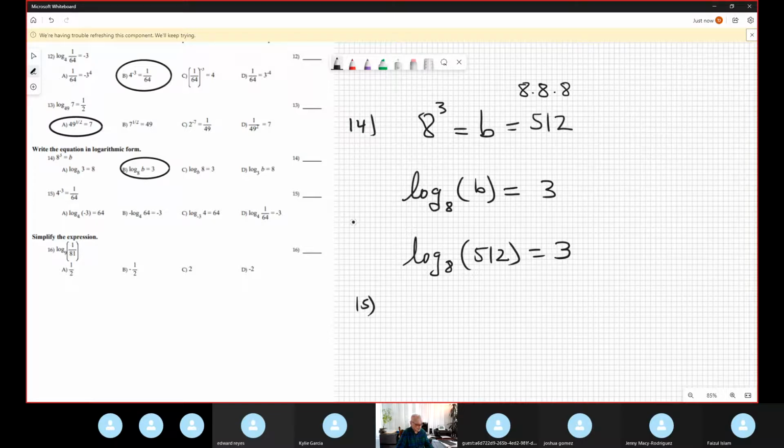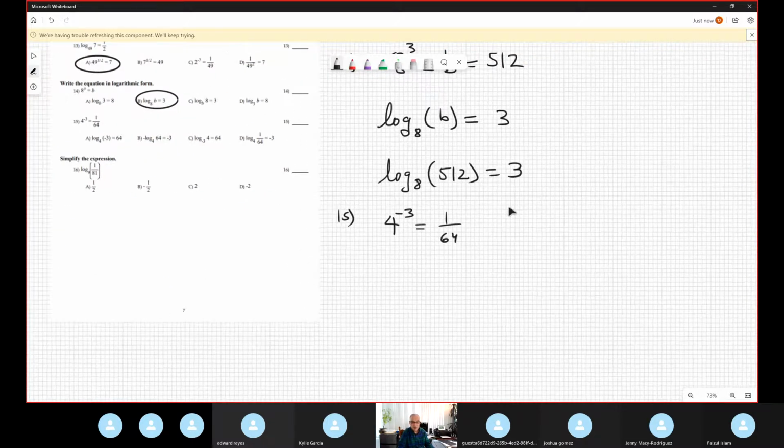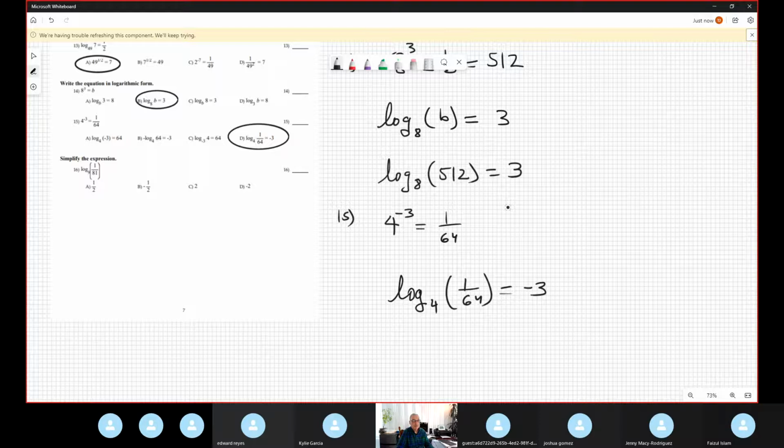15. 15 is 4 to the minus 3. Oh, negative exponent now is equal to 1 over 64. We did before this. Remember, to change to logarithm statement, you put a magic word log. The base is 4. The base always is positive. Never is negative 4 or negative 3. No. This is exponent. And exponent is the answer for the logarithm. So what is the argument inside? 1 over 64 equal negative 3. ¿Qué es D? No problema ahí.